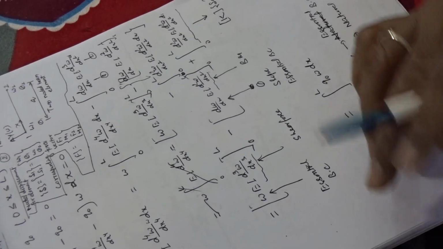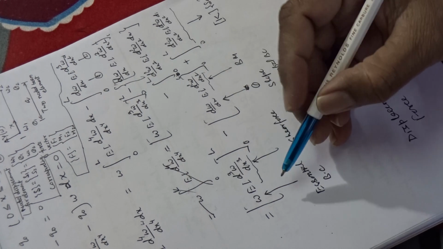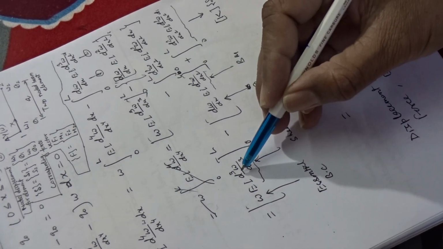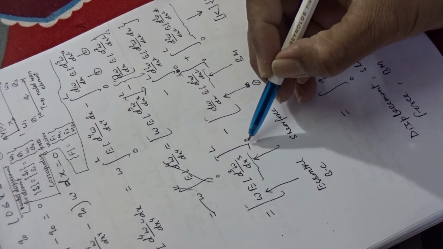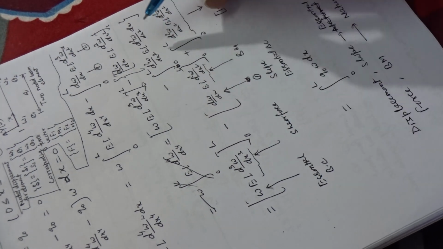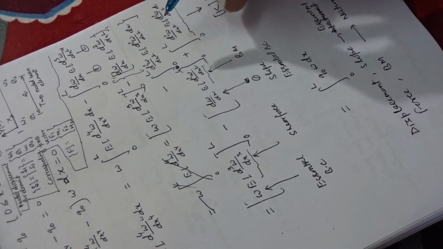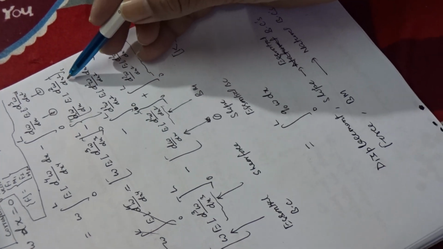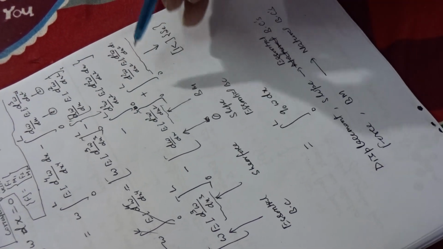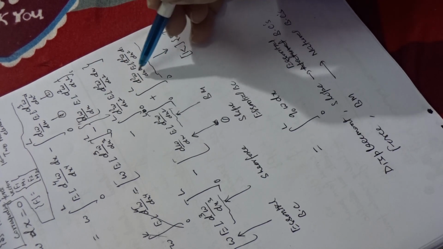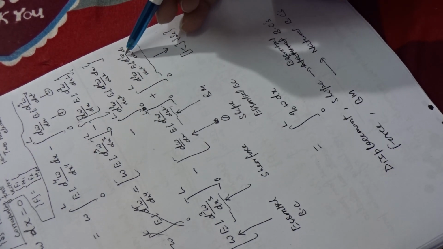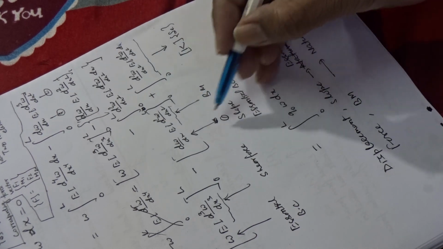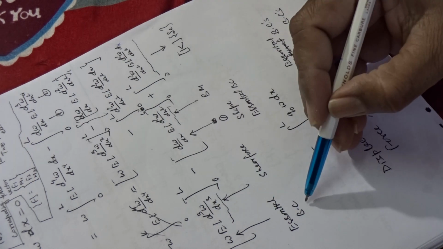So this one is w EI d3w by dx3 from 0 to L, and dw by dx EI d2w by dx square from 0 to L. This one is the integral of d2w by dx square EI d2w by dx square dx, and this is the boundary conditions.